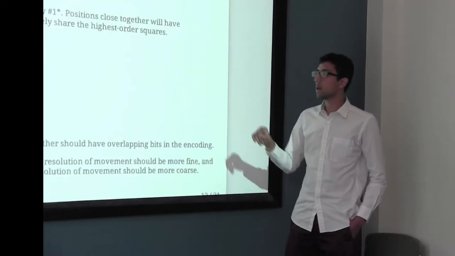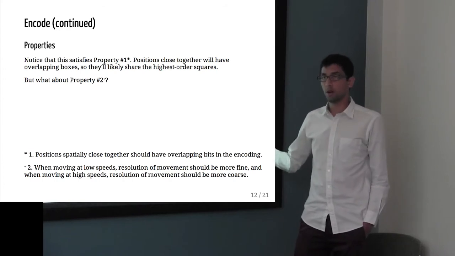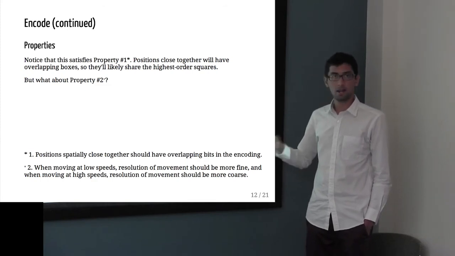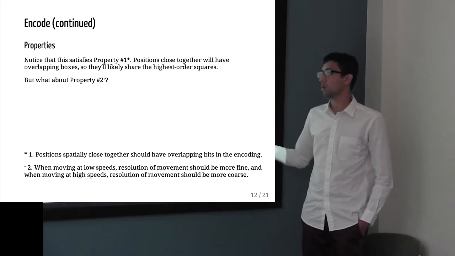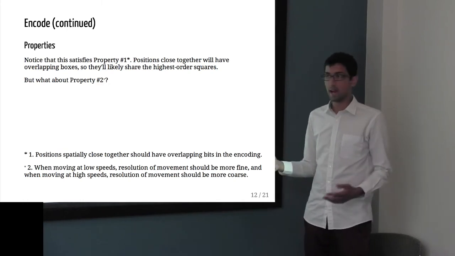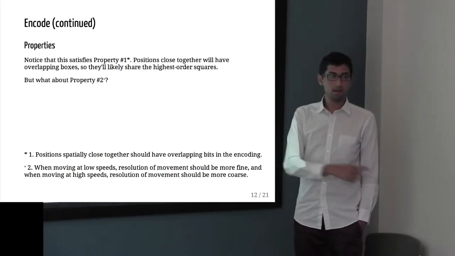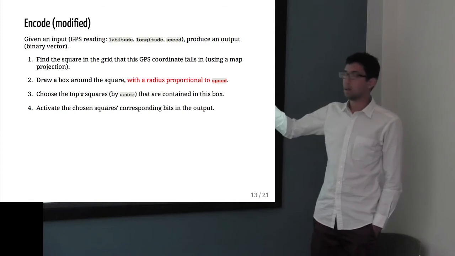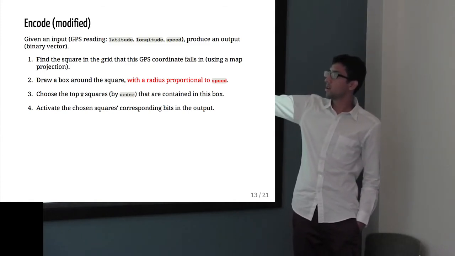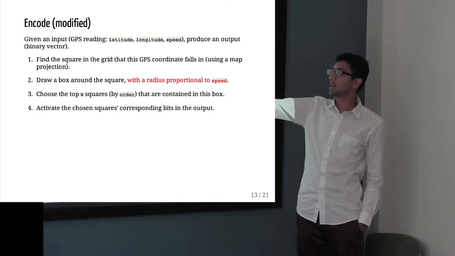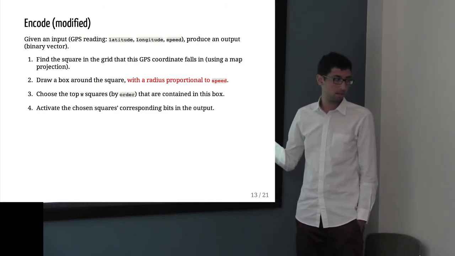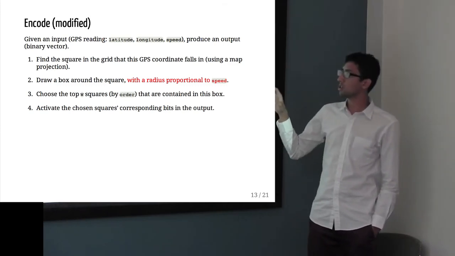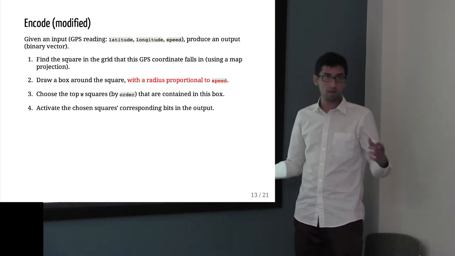Okay, so 2 more. Now, what about property number 2? Property 2 was to consider the resolution of movement: the resolution should be more fine when you're moving at low speeds and more coarse when you're moving at high speeds, right? So how do we satisfy that? To answer Lewis's question, next slide, we modify the encoding process with a slight change, or it's not even a change, just a clarification. The radius that we pick for the box is proportional to the speed. Everything else is the same, but the radius is determined by the speed. The bigger the speed, the bigger the radius of the box.